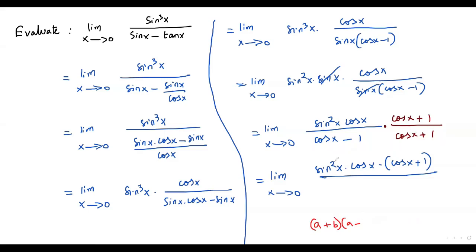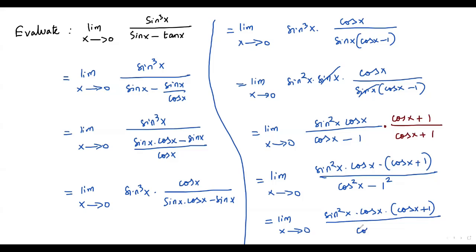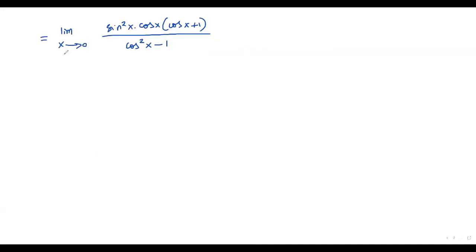Okay, so now we have to write a square - b square, but instead of a, we have cosine x. So for a square, we write cosine square x, and for b square, we write 1 square. So the limit as x approaches 0 of sine square x times cosine x times (cosine x + 1) over cosine square x - 1 square, and the evaluation of 1 square is just 1. Okay, now let me continue on the next page. This is the last step we had on the previous page.